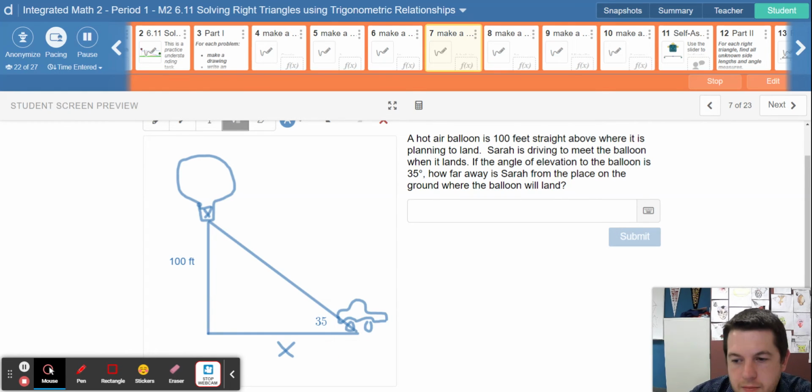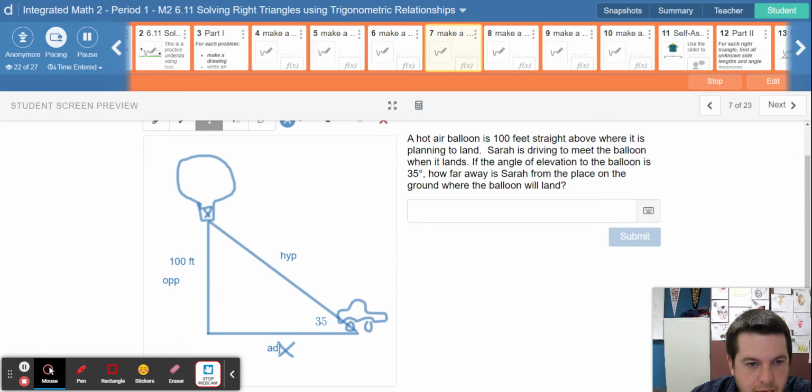We need to figure out some sort of ratio here to calculate this value of x. So we have our angle of reference, which will be this angle of elevation here, our point of view, which means that the 100 feet is opposite. We have this distance here, which is our hypotenuse, and this, which is adjacent, which is touching it.